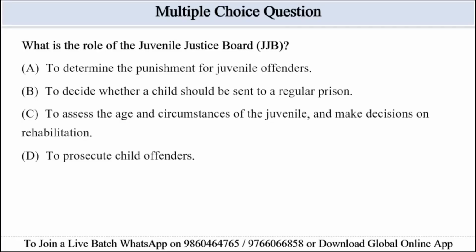In case of option D, to prosecute child offenders, prosecution is a function of the prosecution or the state, not the JJB as described. The board's role is adjudicatory and rehabilitative: age and circumstances assessment, placement decisions, not to act as a prosecutor. In case of option C, to assess the age and circumstances of the juvenile and make decisions on rehabilitation, this one matches the passage directly. Determine age, examine circumstances and decide on special home or probation, which are forms of rehabilitation. So option C is correct here.